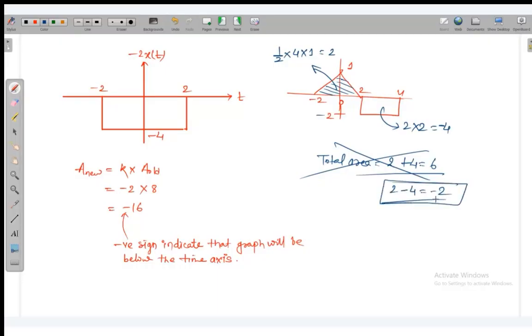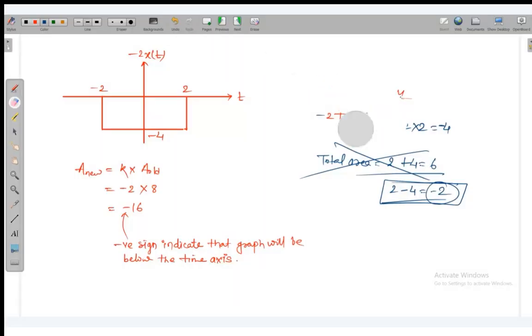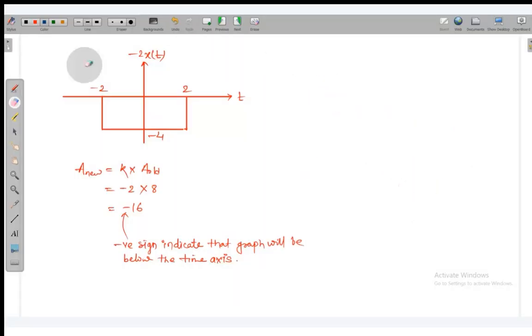So now this -2 shows that the resultant area will be negative. Means the magnitude will be 2 only, but this shows that the negative region has more area than the positive region. Okay. So this is how you have to take it when you calculate the area in the signal. Below the time axis, all the signal area will be taken negative.